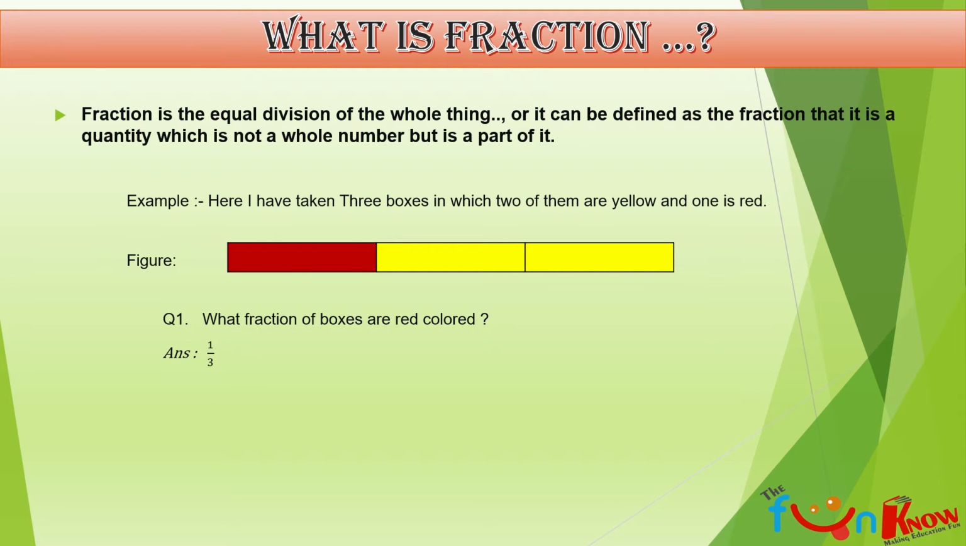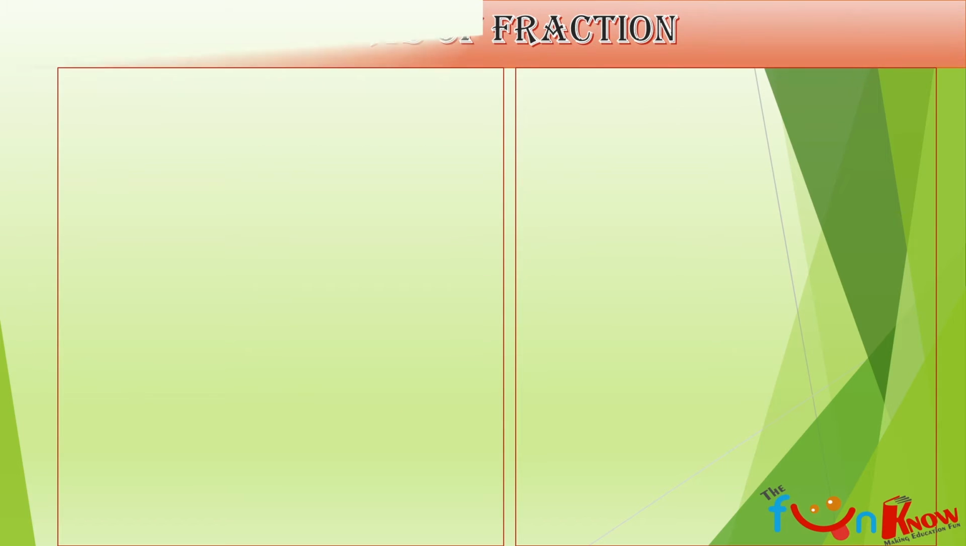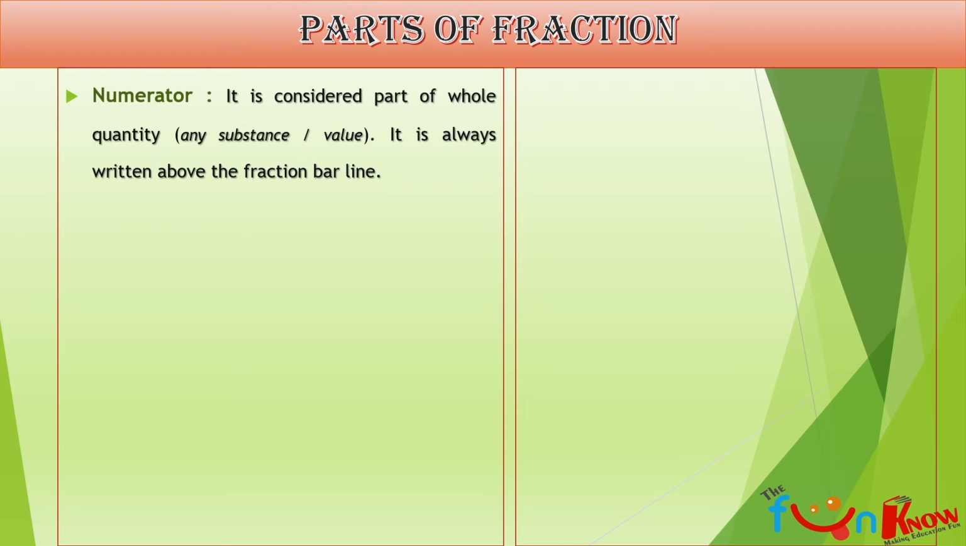Very good, students. Now, another question for you. The fraction of boxes that are yellow colored. So what will be the yellow colored fraction, students? How many yellow colored boxes are there? Total is 3, yellow boxes are 2. That means our fraction will be 2 by 3. Very good, students. So this was some basics of fractions. Let us have some detailed study of fractions.